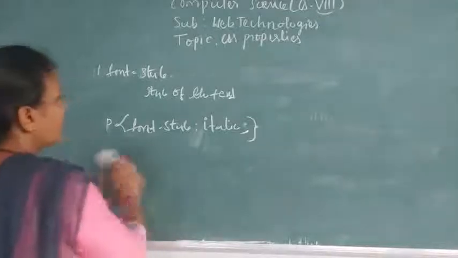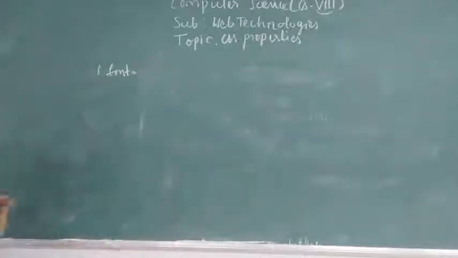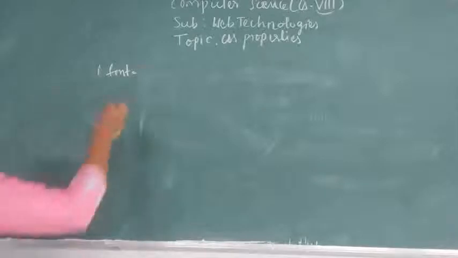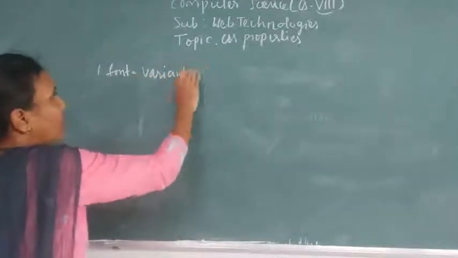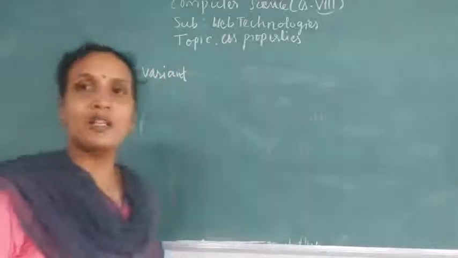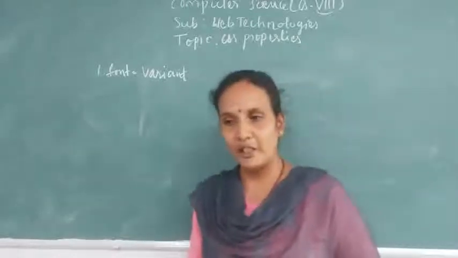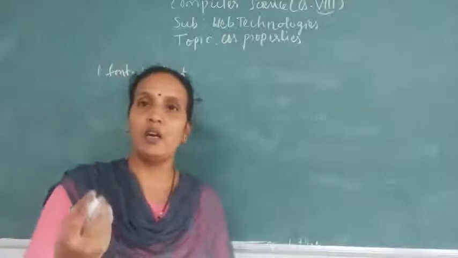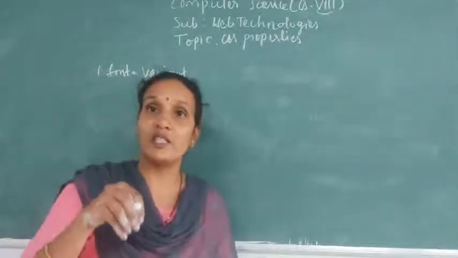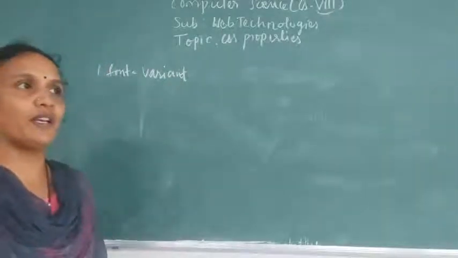Now, the next one is the font variant property. Font variant is nothing but the appearance of the text, how you want to display the text. If you want to display the text normally, or if you want to display the text with the size of the text smaller relative to the base font. So that is the appearance of the text.